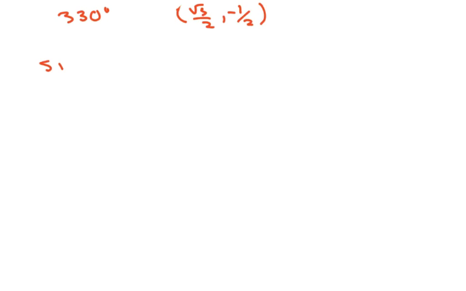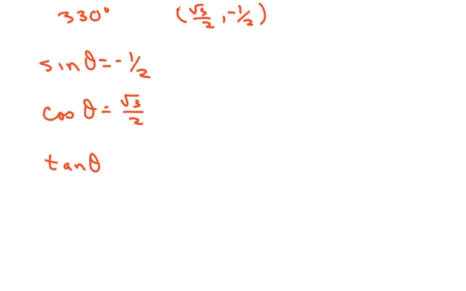So sine is your y, cosine is your x, and then tan is these two divided. So the 2's will cancel, and you're just going to get -1 over square root of 3, which we already know is negative square root of 3 over 3. And then you flip everything.